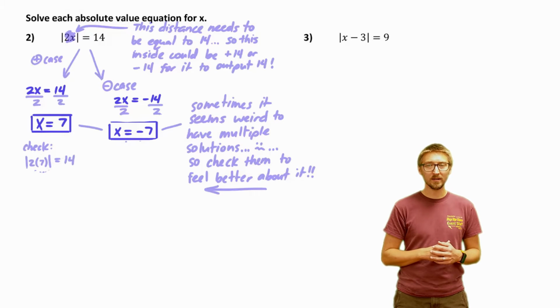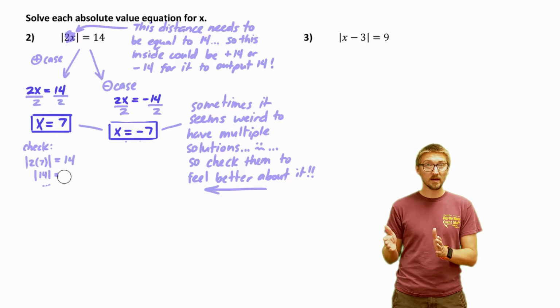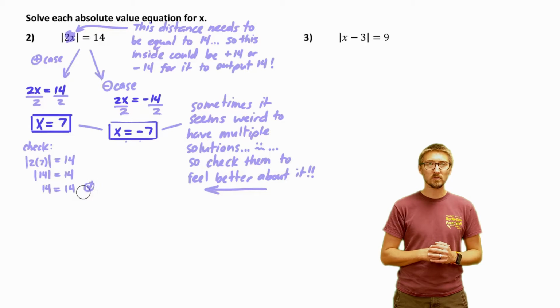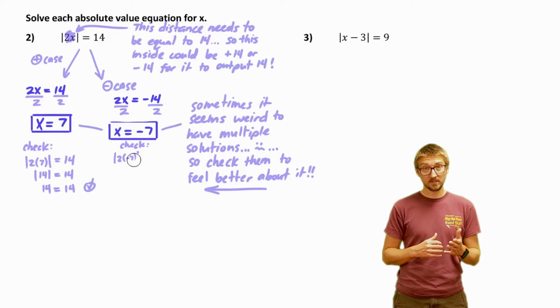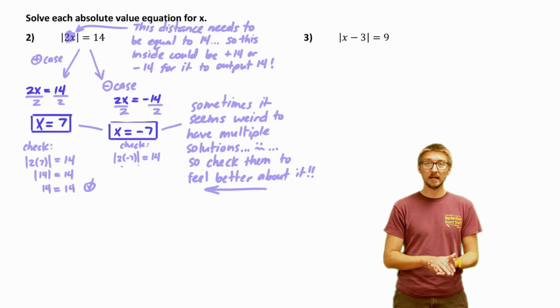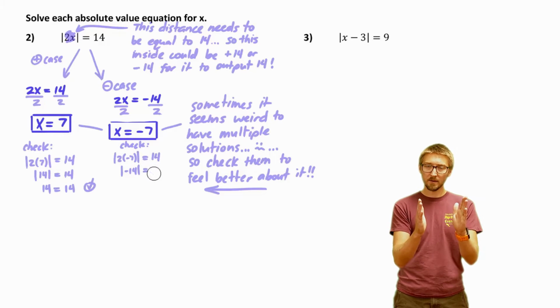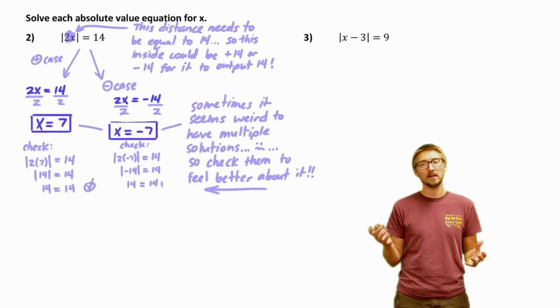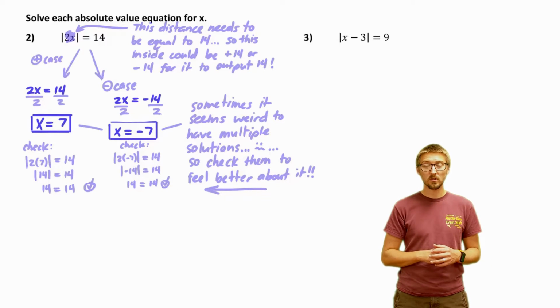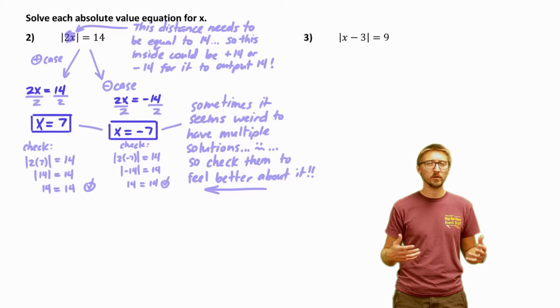So taking 7 and putting it in, the absolute value of 2 times 7, meaning 14, the absolute value of 14 is 14, and so that checks out. For the negative case, putting negative 7 in, 2 times negative 7 is negative 14. If I have that in absolute values, that becomes 14 itself, and 14 is equal to 14. So both of these solutions were correct solutions. Now you don't have to check every single problem, but if you're ever worried or concerned, or it looks funny, it might be worth your time.